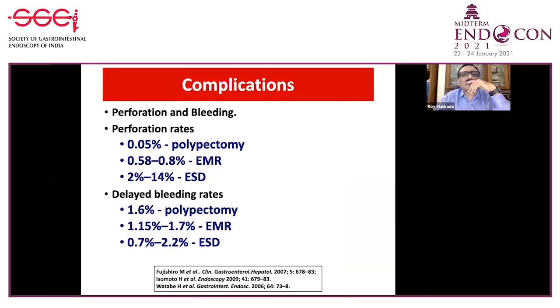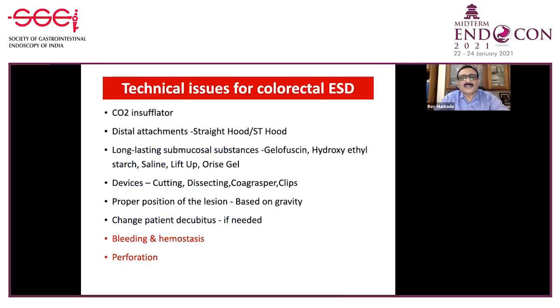So coming to the complications, again, perforation and bleeding. Perforation rates are 0.05% in polypectomy, whereas in EMR it's 0.8%, and in ESD it is 2 to 14%. And delayed bleeding rates are 1.6% for polypectomy, 1.5 to 1.7% in EMR, and 0.7 to 2.2% in ESD.